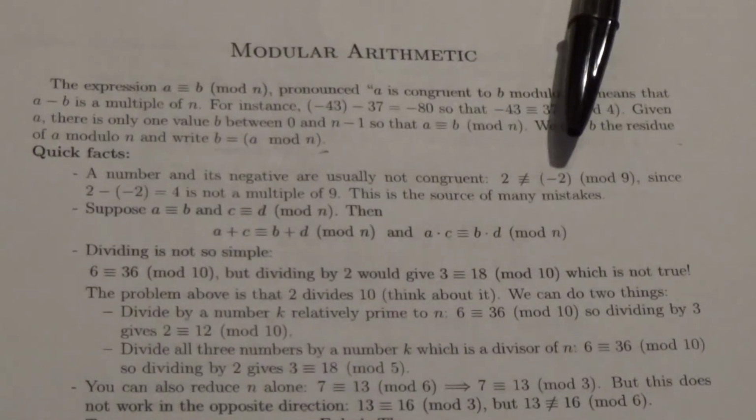So for whatever integer we choose to start with, as long as we add n to it, we're getting an equivalent value at mod n. So that same principle applies, in fact, to negative integers. If we start with negative 2, we can add 9 to that and get 7. So negative 2 is congruent to 7 modulo 9. That's how we would deal with that.